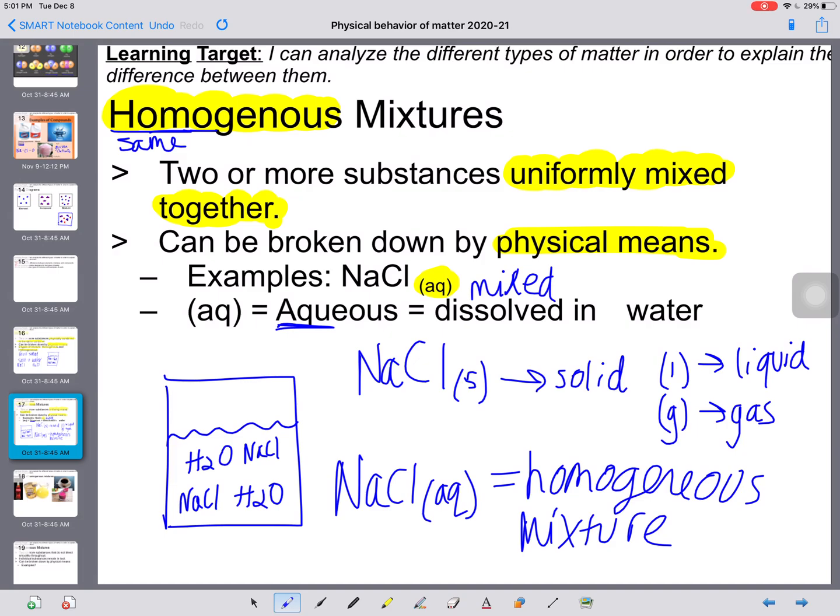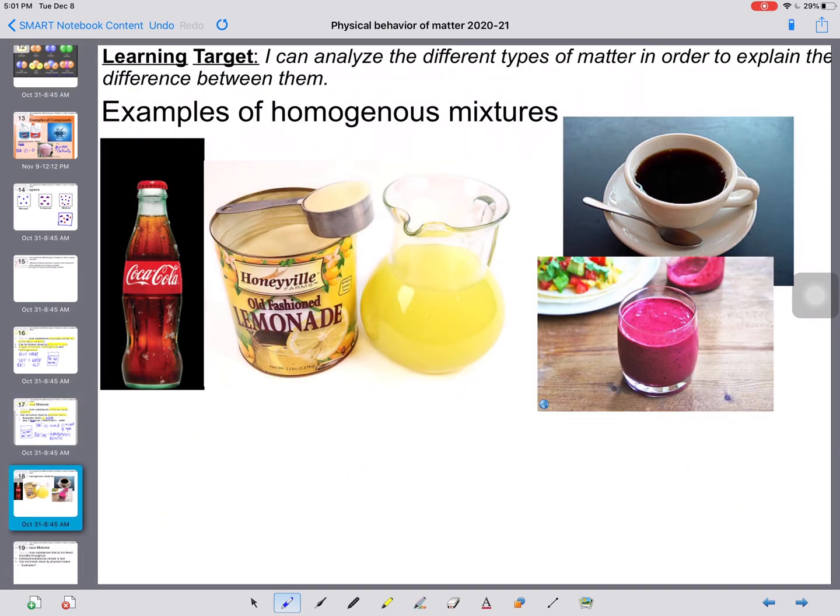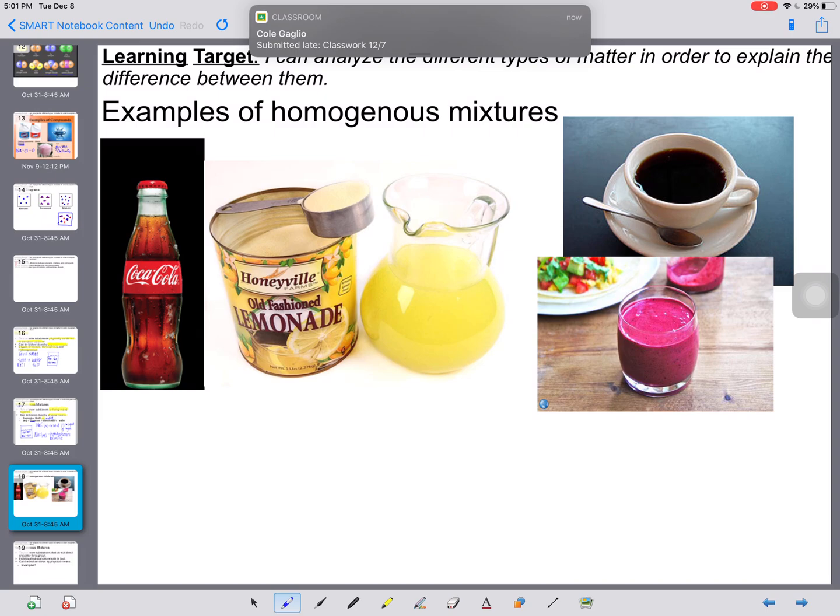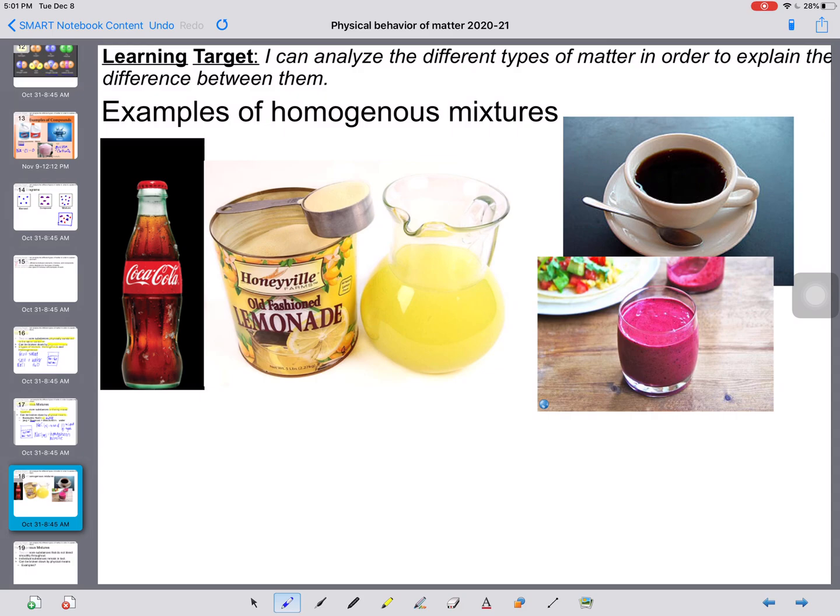Now, some other examples of homogeneous mixtures, okay, Coca-Cola, okay? Coca-Cola, when you look at it, it just appears to be a liquid. You can't see all the different things that are added to Coca-Cola when you look at it, okay? But there's sugar in there, there's sweeteners, okay? There's carbon dioxide gas. But because it's a uniform mixture, it has a blended, constant composition, it's a homogeneous mixture, it is uniformly mixed throughout. We cannot see the individual ingredients in that soda bottle, okay? We just see what appears to be a liquid, okay?